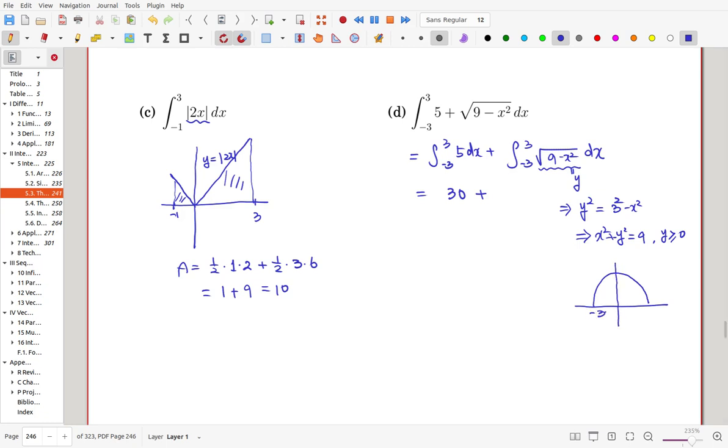So pictorially it is representing the area of the upper half of the circle of radius 3, from minus 3 to 3. So the area is this one. The total area is pi r squared, 9 pi, so this portion is 9 pi over 2. So here, the answer is 30 plus 9 pi over 2. Okay?